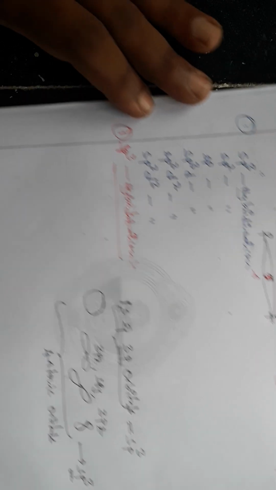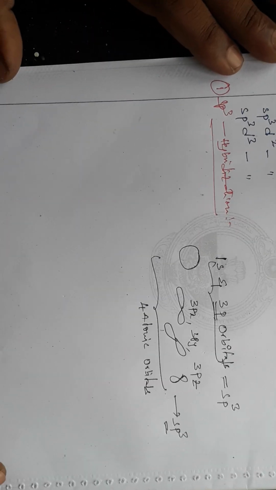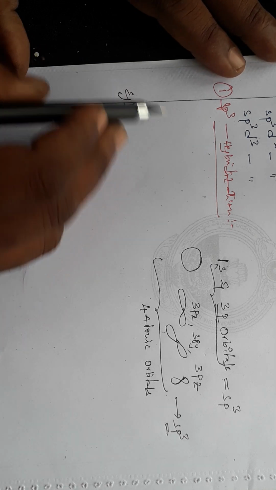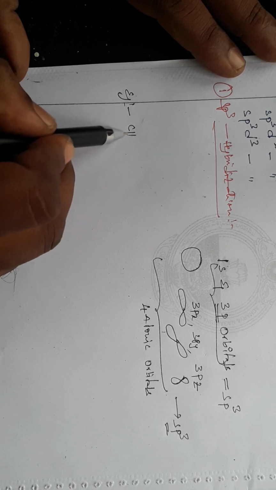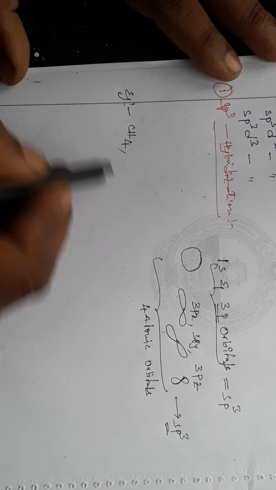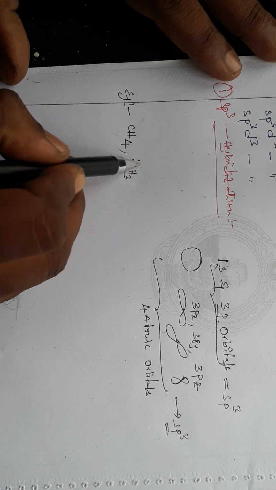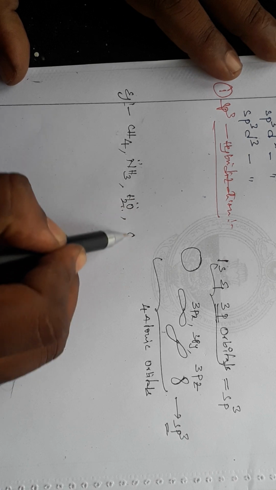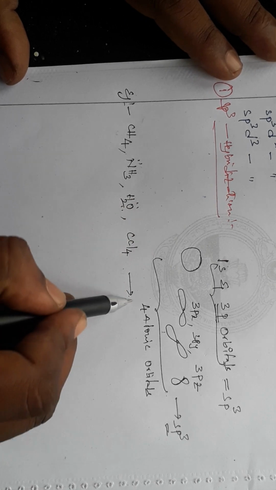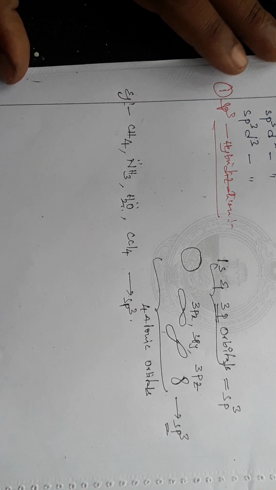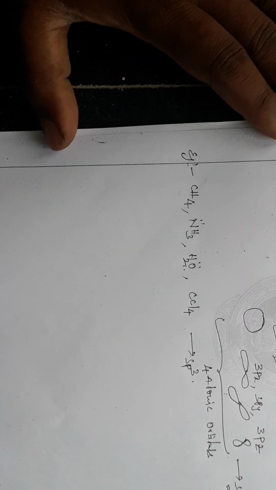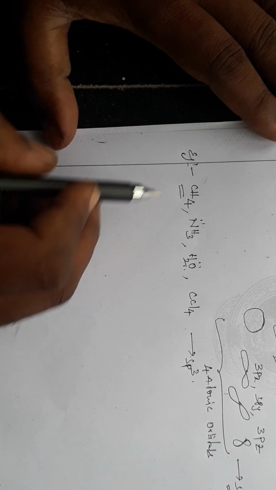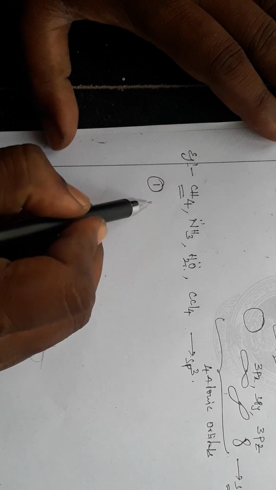I am going to take molecules as examples here. Examples of sp3 are CH4, which is methane, NH3, ammonia, the water molecule H2O, and CCl4. These are examples of sp3 hybridization. How are they involved in hybridization? Now I am going to the configuration. First I am going to take the CH4 molecule.